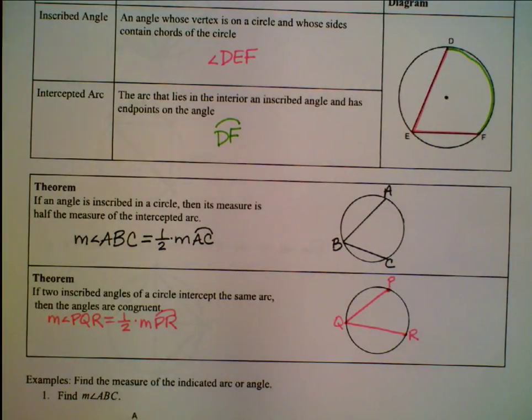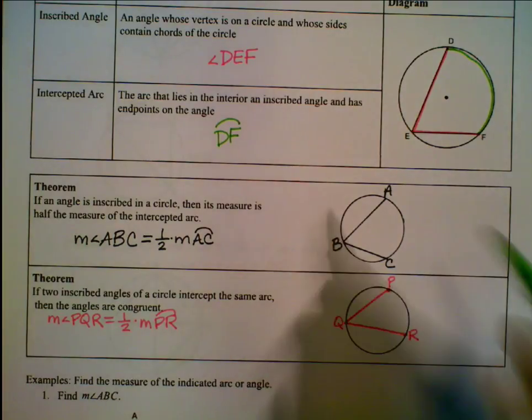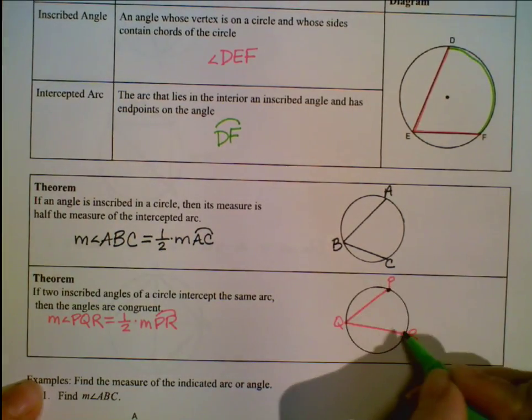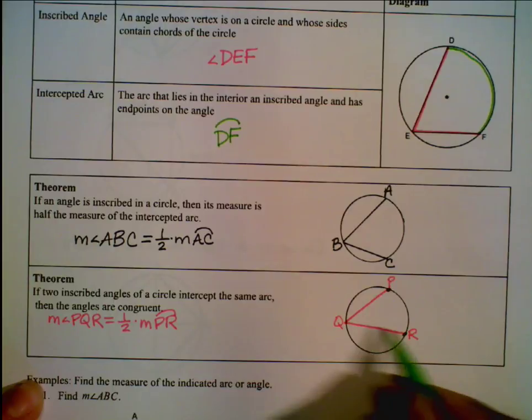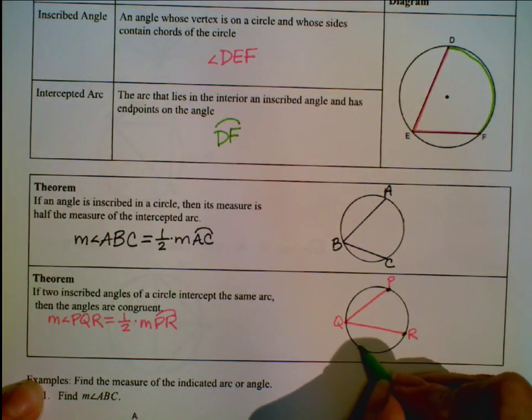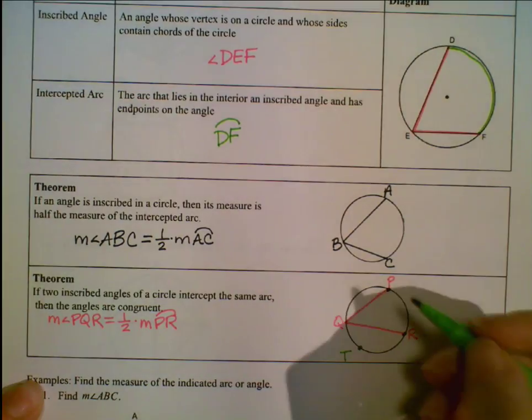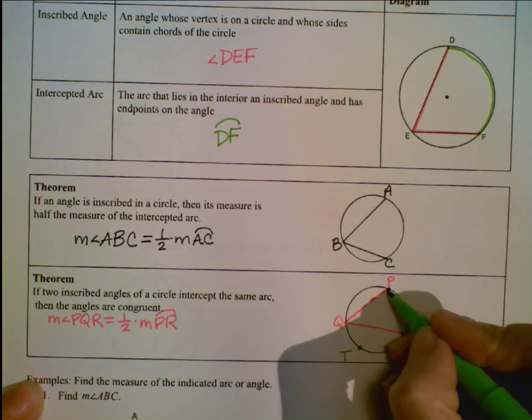I don't think I want to use that orange. It's just a little too close to the pink. So I've got to have the same endpoints here, but I don't want to use the same point Q. So let's choose a point down here and we'll call it T. And I'm going to let that be the vertex of my second intercepted angle.